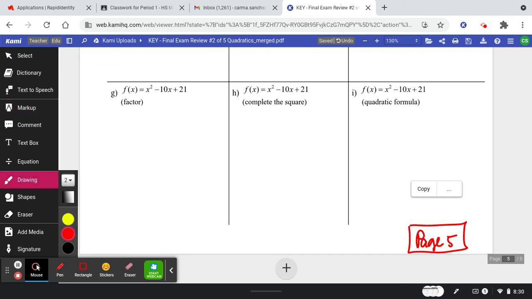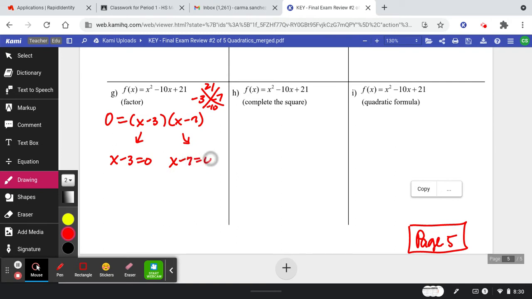So here we're going to solve by factoring. What times what equals 21 and subtracts or adds to 10? So it's going to be x minus 3, x minus 7. Solve each piece using the zero product property. Now when I solve using the other methods, it should work out the same.